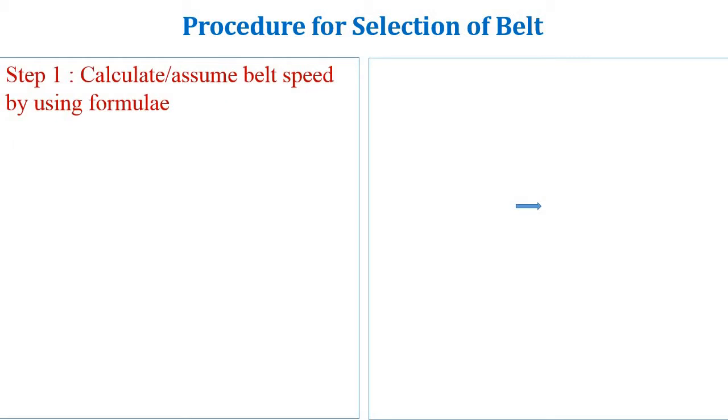Step 1, calculate and assume belt speed by using the formula. First formula is V equal to pi d n upon 60 into 1000, where d is the diameter of the smaller pulley, n is the speed of the smaller pulley. Tc equal to m v square, where Tc is the centrifugal tension, m is the mass of belt in kg per meter, and again v is the velocity of the belt.